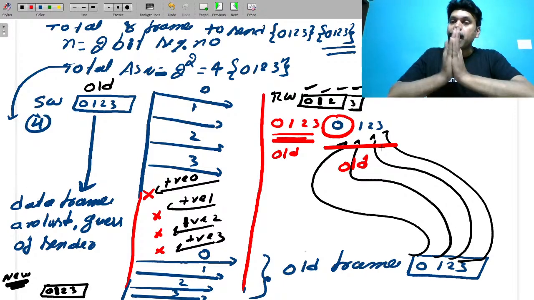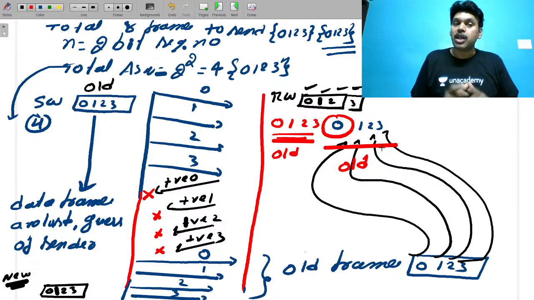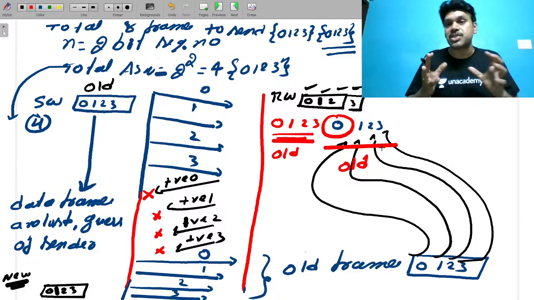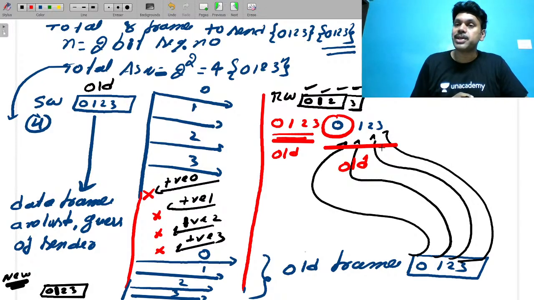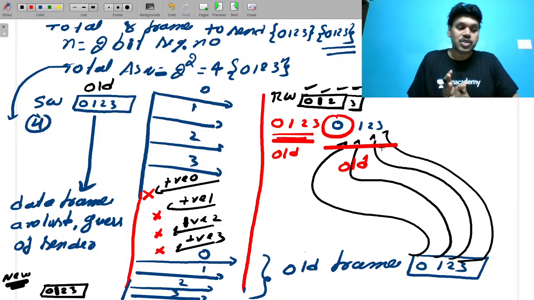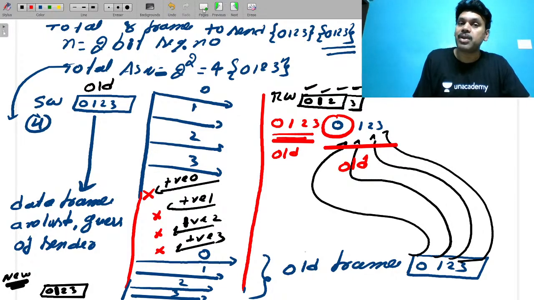So this is the ambiguity. To avoid the ambiguity at the receiver side, you don't send 2 power n. You please send 2 power n minus 1 only. This is the sender window size adjustment to avoid the ambiguity. So now let me explain the same example like this.